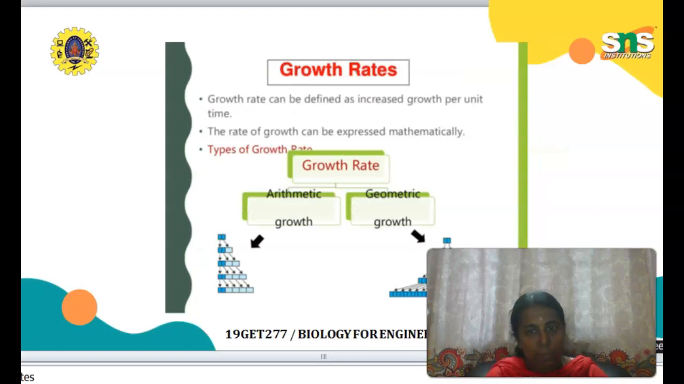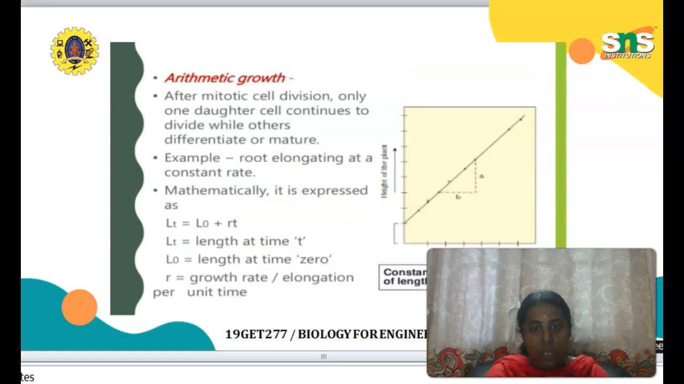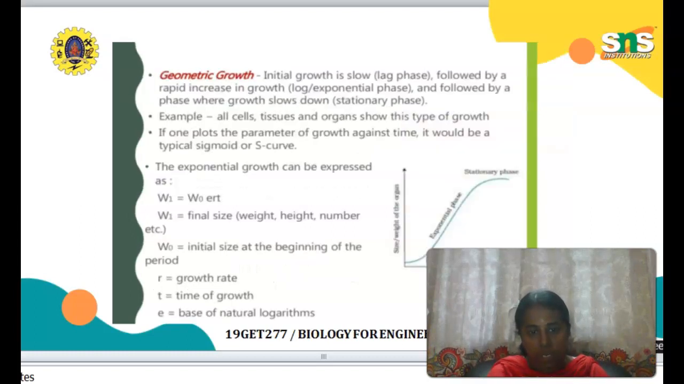There are four main characteristics of growth: cellular growth and cellular division, cellular expansion and cellular differentiation. Growth rate can be defined as the increased growth per unit time. The rate of growth can be expressed mathematically, that is arithmetic growth and geometric growth. So arithmetic growth: after mitotic cell division, only one daughter cell continues to divide while the other differentiates and matures. That is root elongating at a constant rate. Mathematically it is expressed as Lt = L0 + rt.